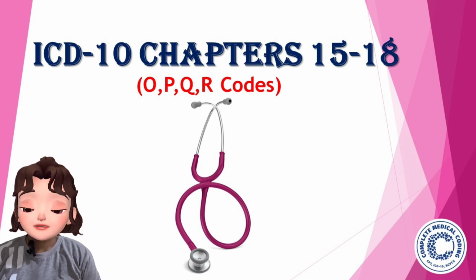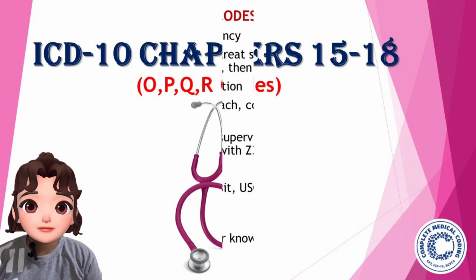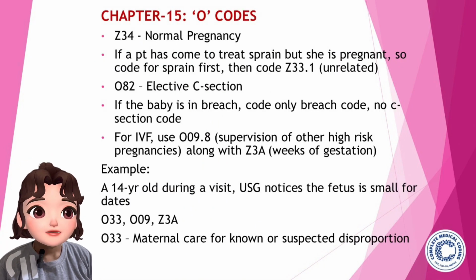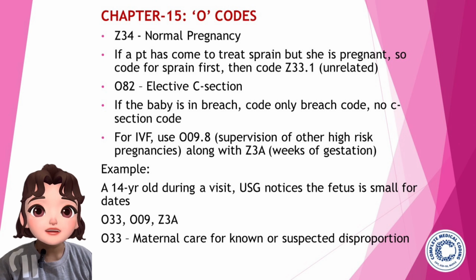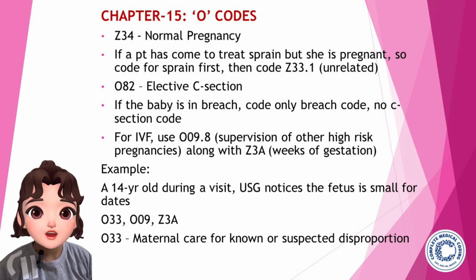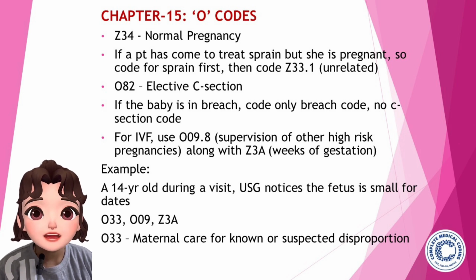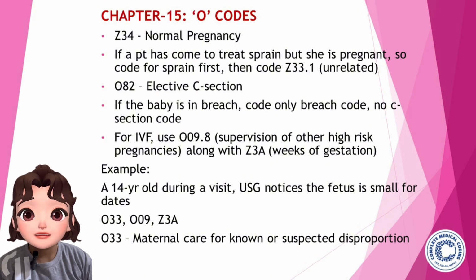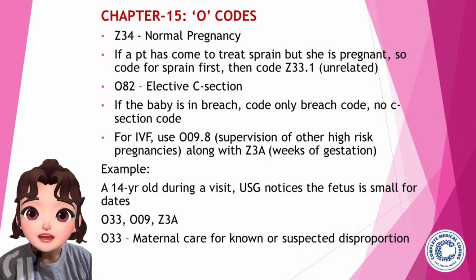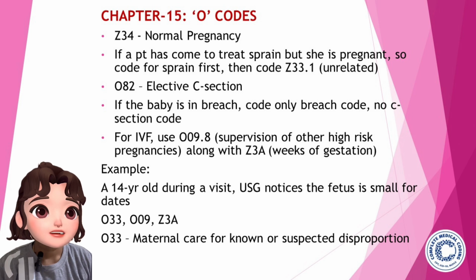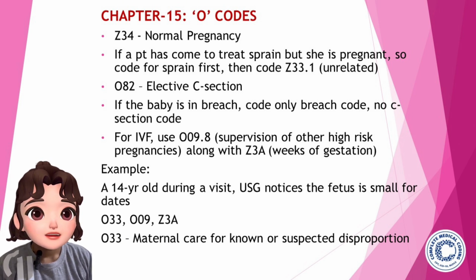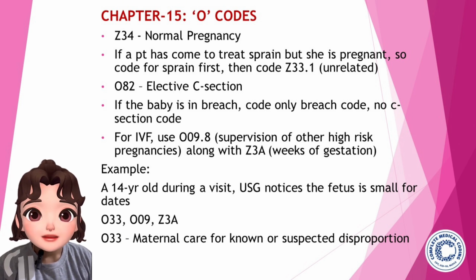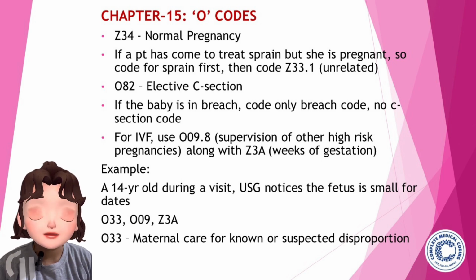So let's move to the chapters one by one. Chapter 15, which consists of O codes. These are the codes in pregnancy. Pregnancy related codes. So this is a very important chapter. You will definitely get one or two questions from this chapter. So O codes. What is the code for normal pregnancy? Z34. Z34 represents the code for normal pregnancy.